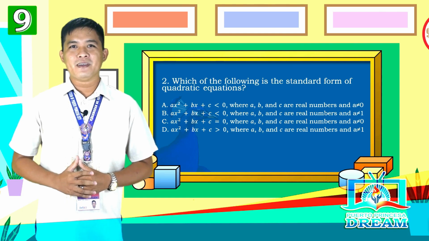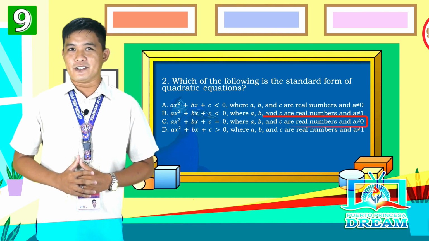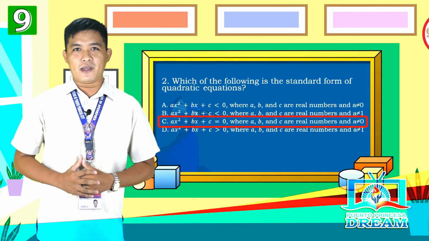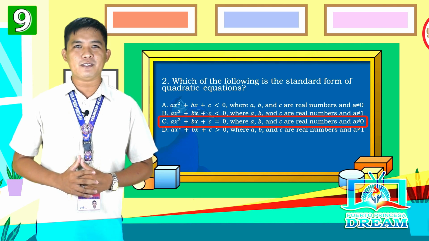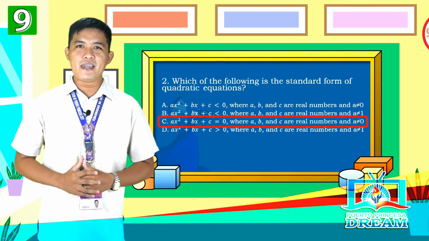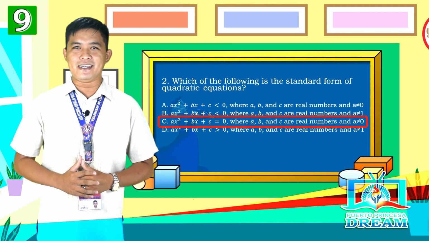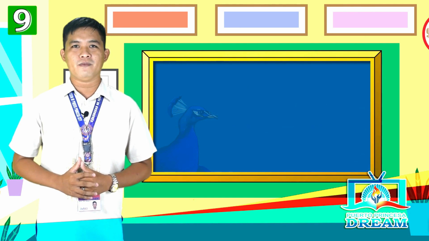The time is up. The correct answer is letter C. ax squared plus bx plus c is equal to 0, where a, b, and c are real numbers and a is not equal to 0.